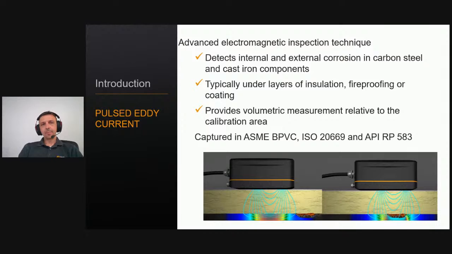As you know, pulse eddy current is an advanced electromagnetic technique that is mainly used to detect internal and external corrosion in either carbon steel or cast iron components. It is mainly used to detect volume loss under insulation, fireproofing, or any type of non-conductive and non-magnetic coating. It is really important to remember that it provides a volumetric measurement that is always relative to the calibration area. And it is now captured by a few standards, so ASME, ISO, and API.